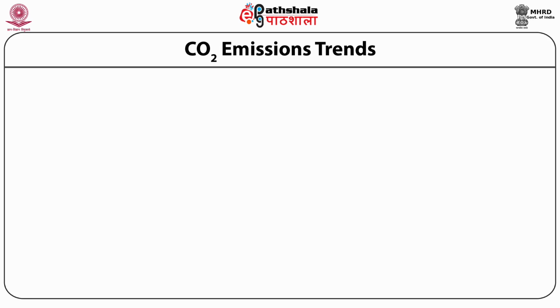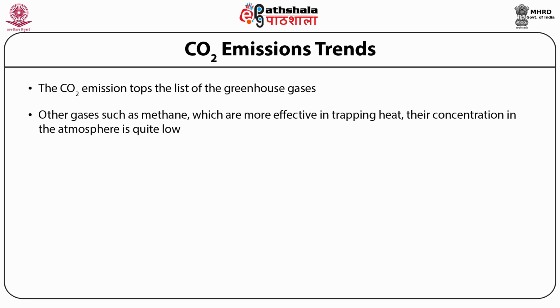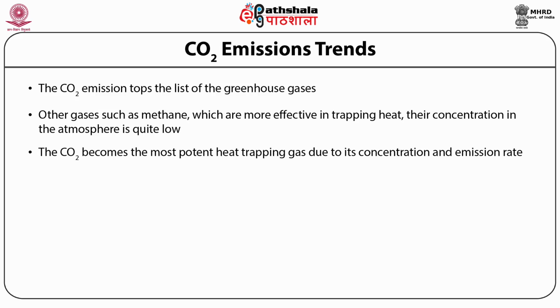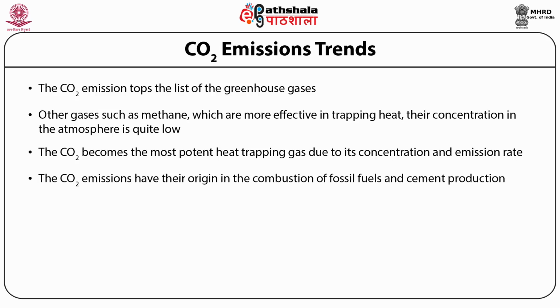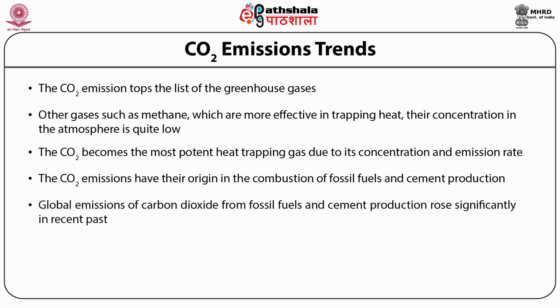Carbon dioxide emission trends. Carbon dioxide tops the list of the greenhouse gases. Other gases such as methane are more effective in trapping heat, but their concentration in the atmosphere is quite low. Carbon dioxide becomes the most potent heat-trapping gas due to its concentration and emission rate. Carbon dioxide emissions have their origin in the combustion of fossil fuels and cement production. The combustion of fossil fuels is one of the chief culprits in increasing carbon dioxide in the air. Global emissions of carbon dioxide from fossil fuels and cement production rose significantly in the recent past.